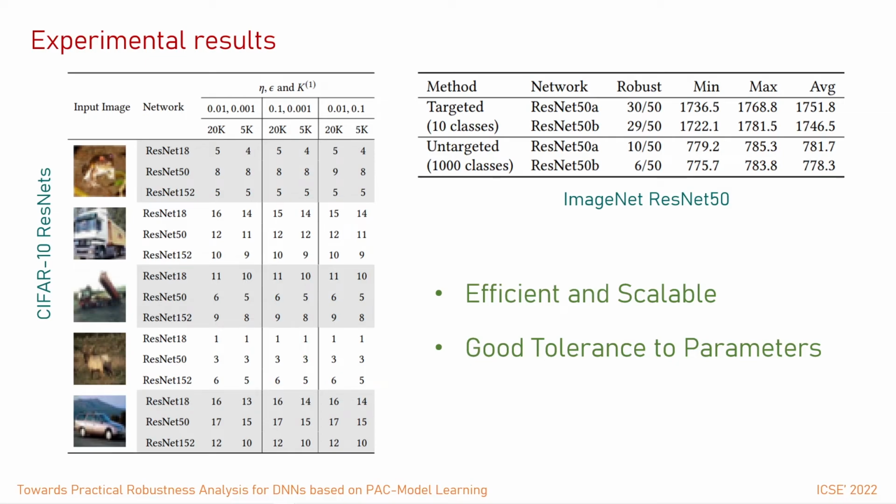We also run DPAC on larger datasets and networks. We test on CIFAR10 ResNets with different parameter settings. We found that the results are relatively stable and DPAC shows good tolerance to parameters. The ImageNet experiment shows our framework is efficient and scalable.